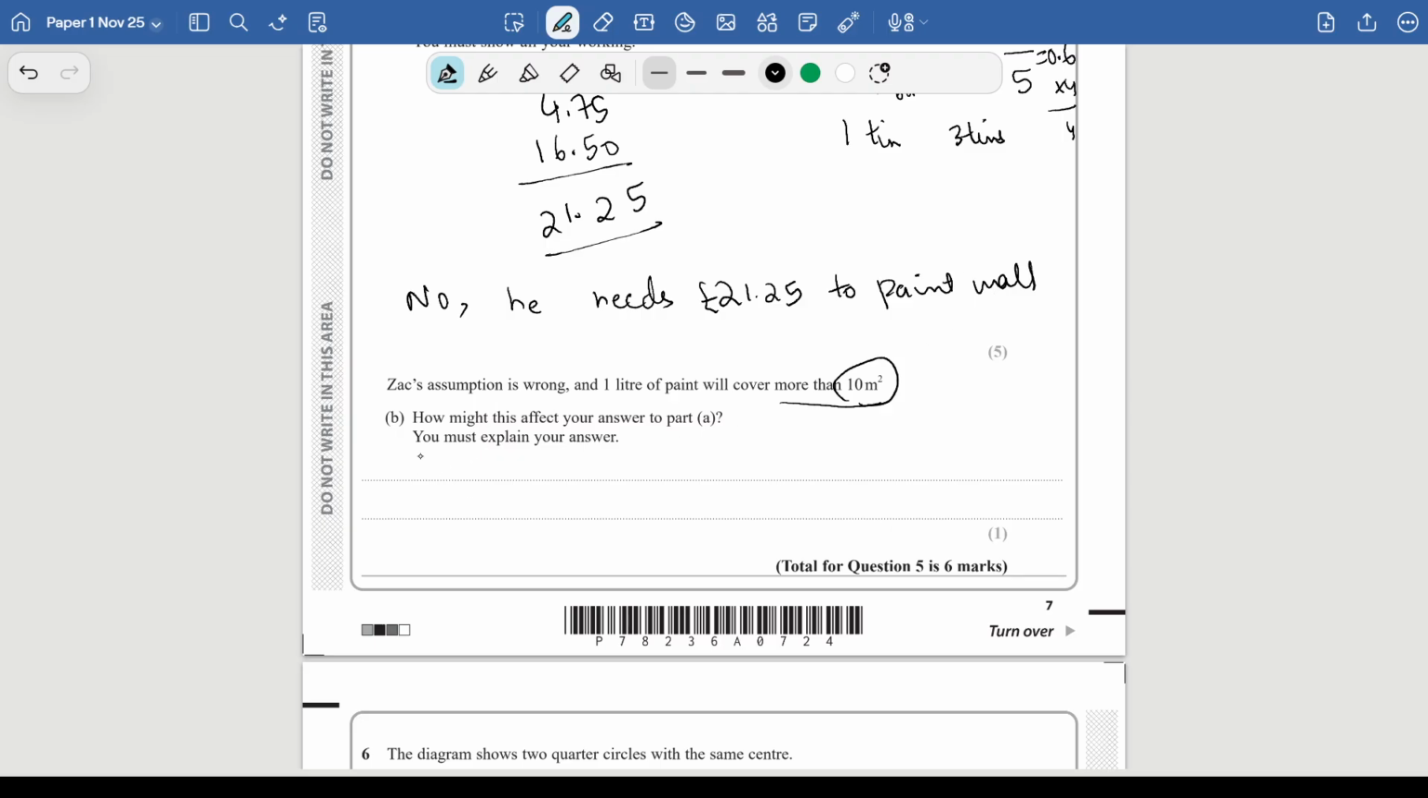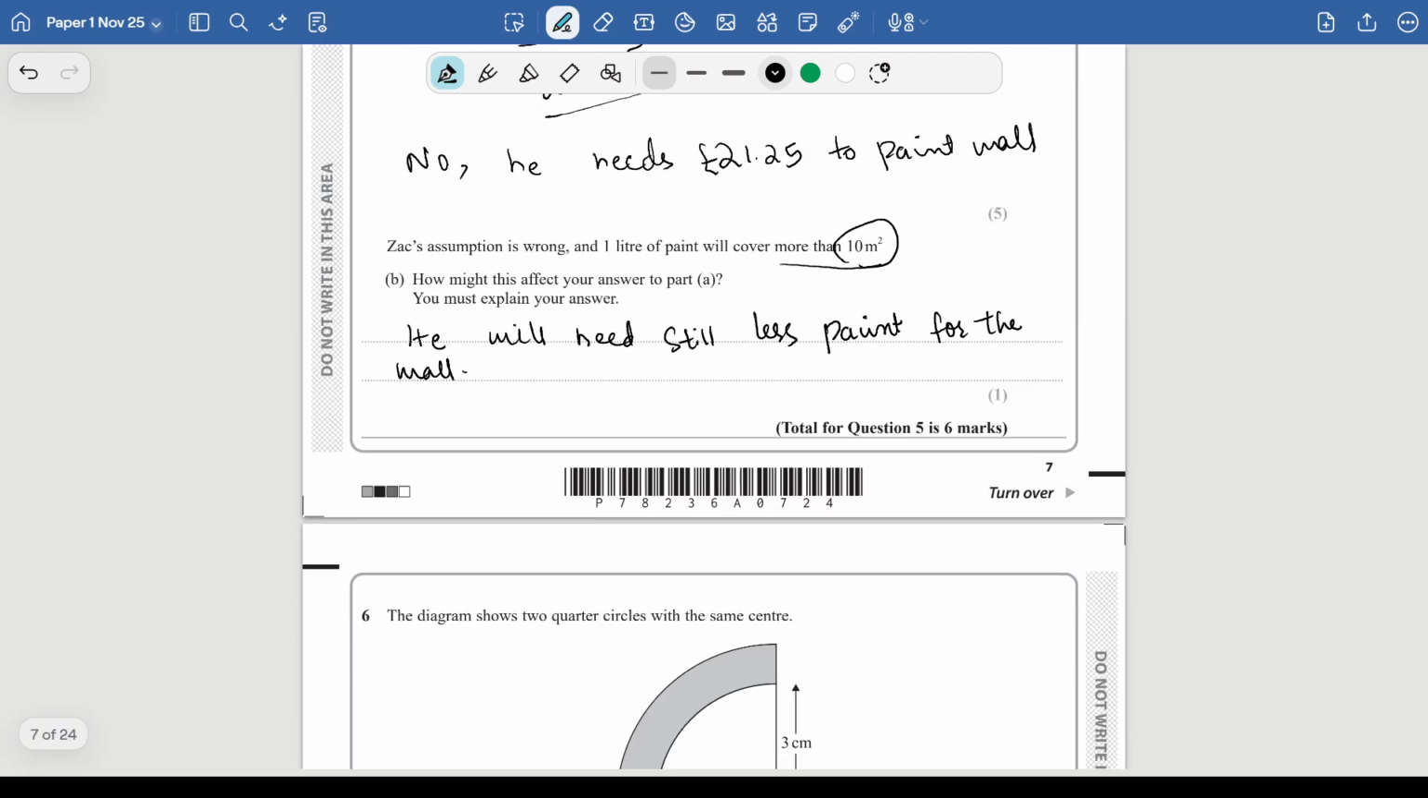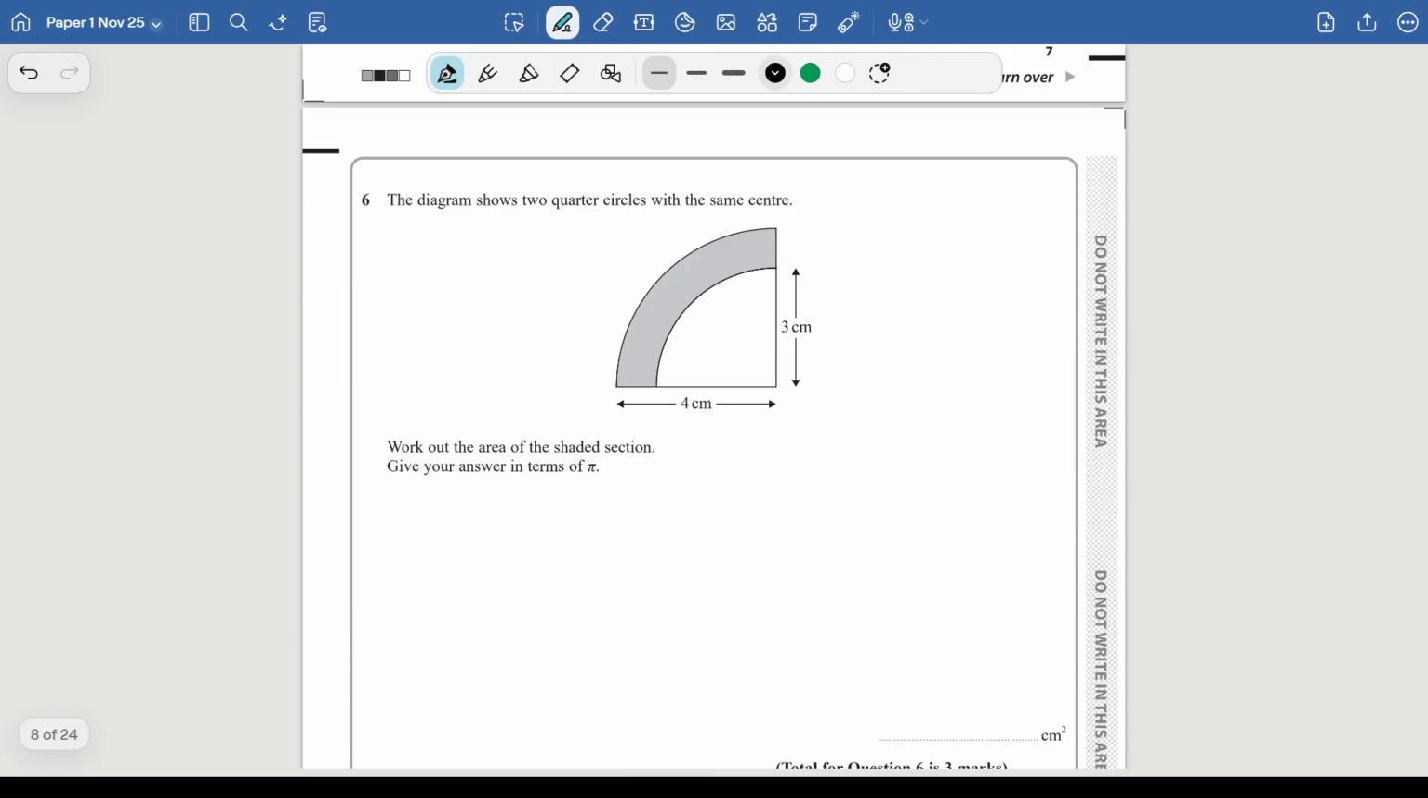So how might this affect the answer? The answer will be, he will still need less paint for the wall. But we cannot say anything about the amount, so I'm not commenting anything about the amount.